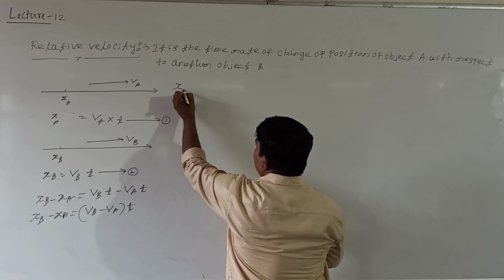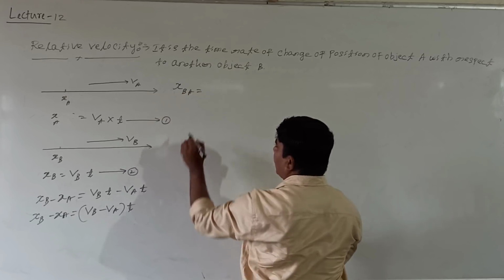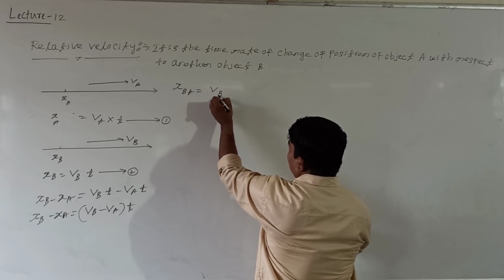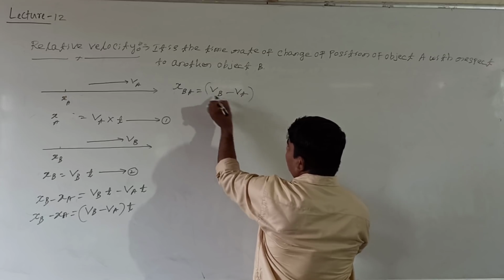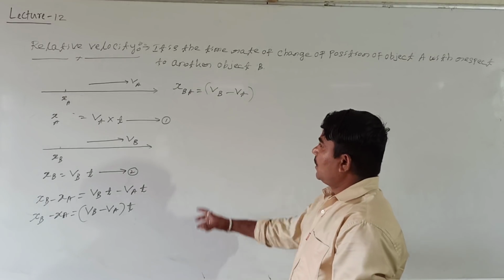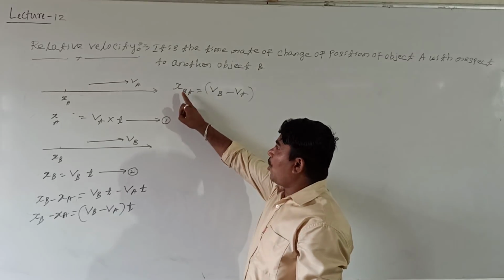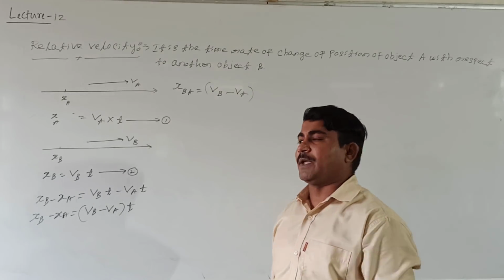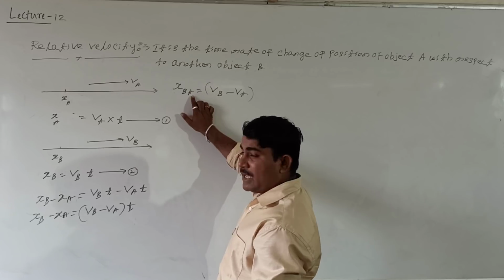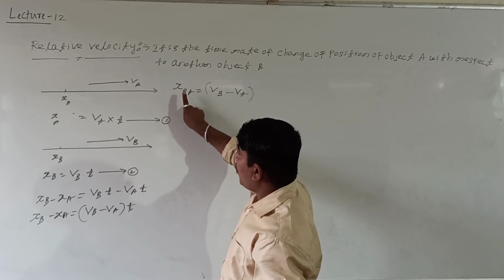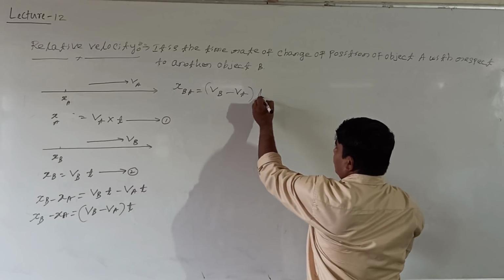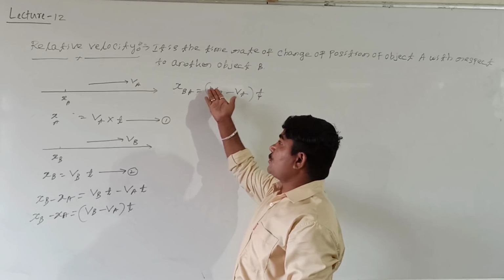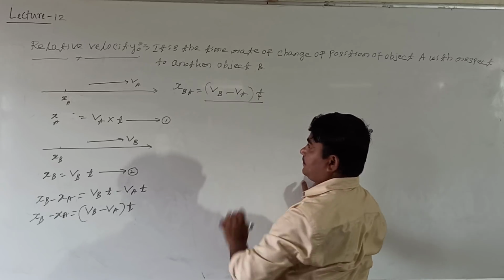I can write xb minus xa equal to Vb minus Va, that is Vba, into t. What is this? The relative change of position of object B with respect to object A, the velocity of object B with respect to object A. I mean, object A sees the position of object B change by this value. What is the meaning of this? Object A sees the position of object B by this distance.